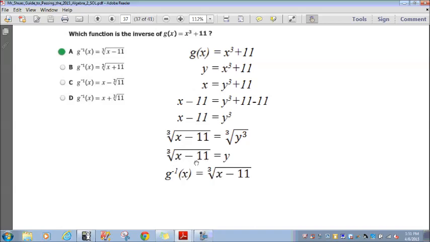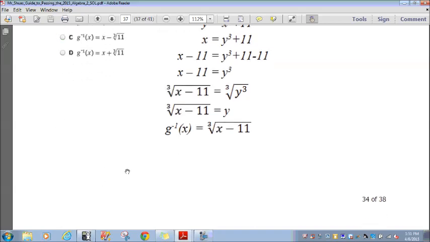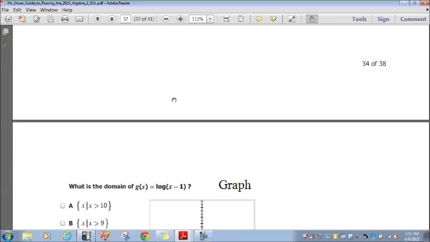Then, to put it into terms of inverse, g of negative 1, which just basically means the inverse of the function, is the cube root of x minus 11, which happens to be answer choice A. Okay? Pretty simple. Now, let's go on to question 35. Oh, we're almost done here.